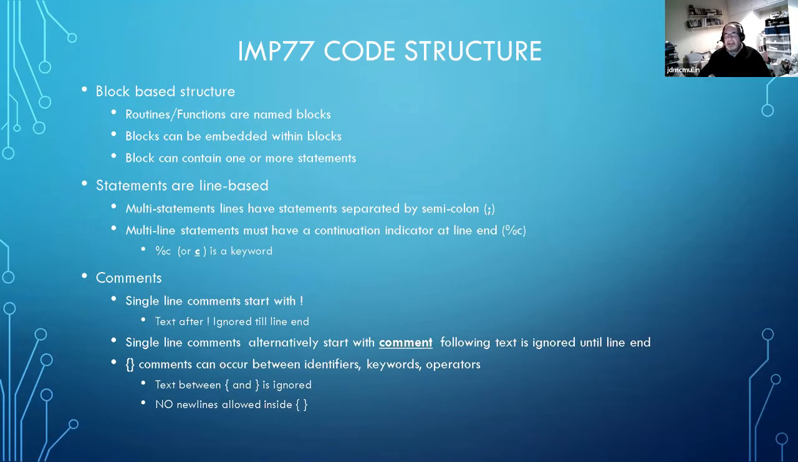You can have a statement going over more than one line, but you have to have the continuation marker, which is %C. And %C, or C underlined, which is how it was normally displayed, is a keyword. Comments start with an apostrophe, and the text after the apostrophe is ignored until the line end. You can have single line comments starting with the keyword %COMMENT, and then the text after that is ignored until line end. You can also have comments between curly brackets, which can occur anywhere between identifiers, keywords, etc. However, new lines are not allowed inside that sort of comment.